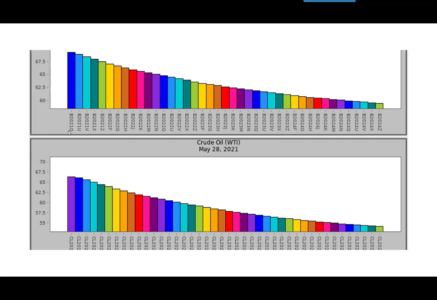You can see that there's a downward slope, and each one of the colored bars is the expiration of a futures contract. So the futures contracts that are going to expire soon are on the far left, and on the far right is where there are futures contracts that are going to expire in a couple of years, okay, in 2024. So we can now see that the nearby futures are much higher priced than the futures in the future. Now, what does that mean?